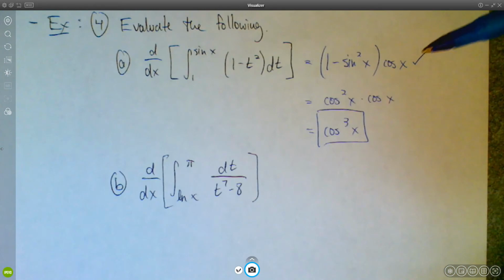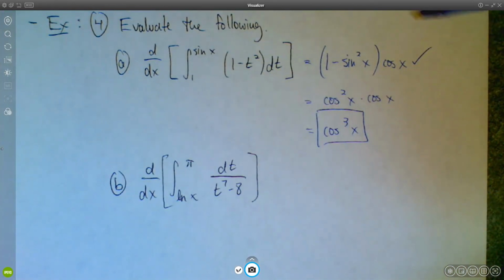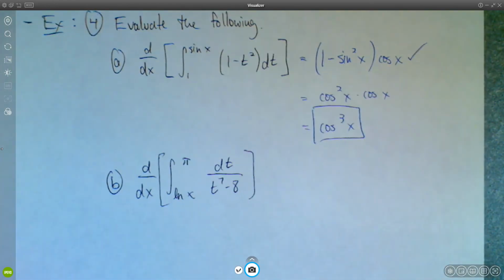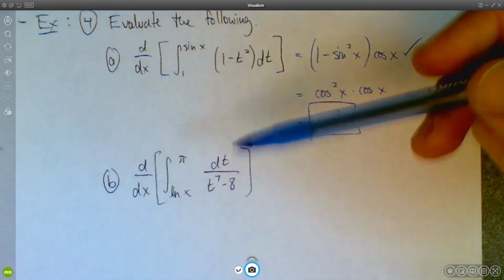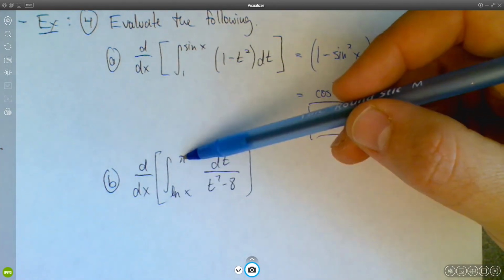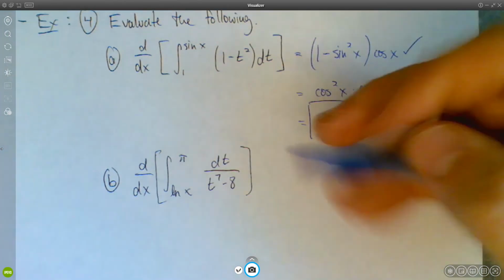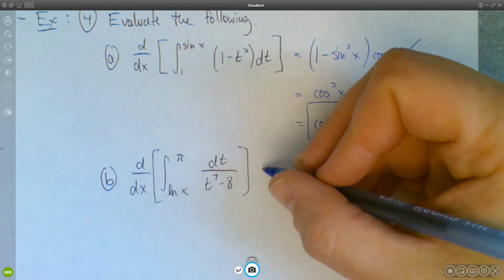Let's find the derivative of the integral from ln of x to pi of dt over t to the 7th minus 8. In order to get it into the format where I can use the fundamental theorem of calculus, I need this function of x to be up here as my upper limit of integration. So I'm just going to swap the limits of integration and make this thing negative.